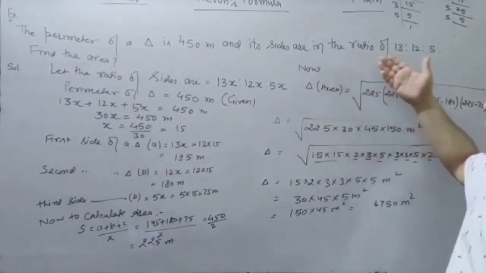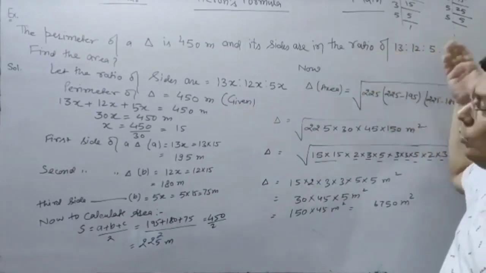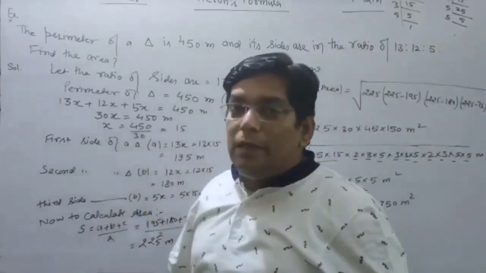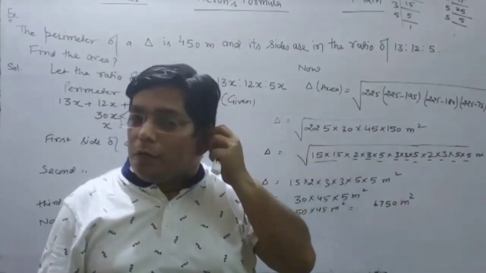So this is the process to get the area of a triangle when the sides are in the form of a ratio. First of all we have to calculate the measurement of each side, and after that we use the same formula to calculate the area.